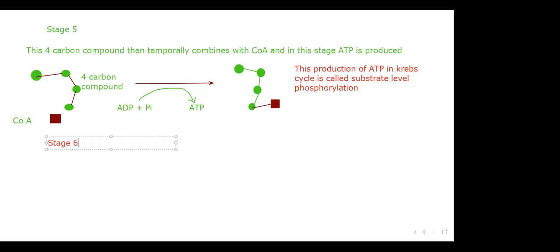Okay, so we are moving to stage 6. In stage 6, the 4-carbon compound. Let's see what happened to the 4-carbon compound. Since it's a temporary binding of coenzyme A, once the ATP is produced, the coenzyme will be removed, right?